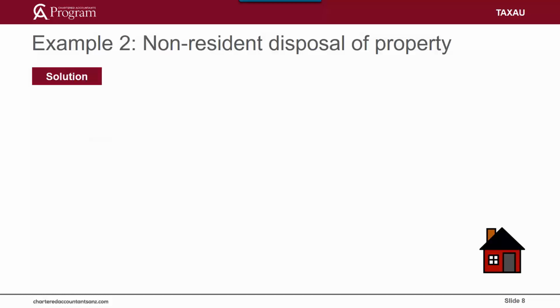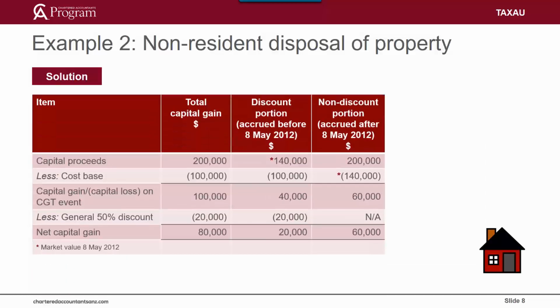Let's review the solution. The land is a CGT asset and CGT event A1 happens at the time of its disposal. However, to calculate a capital gain or loss for the asset, you need to consider the exemptions and special rules that may apply. As Jerry is a non-resident taxpayer, under Section 855-10, he is only subject to CGT in Australia on the disposal of CGT assets that are taxable Australian property or TAP. Taxable Australian property, as defined in Section 855-15, includes taxable Australian real property, or in other words, land and anything fixed to land like a building.